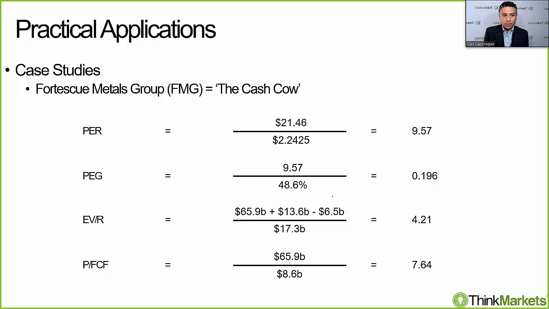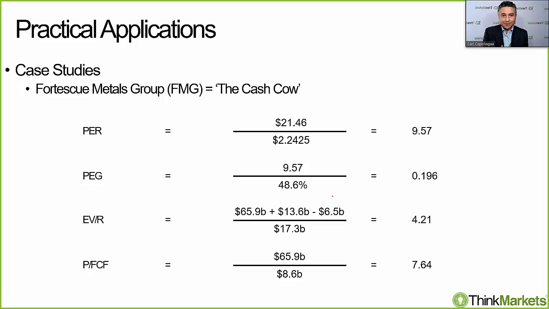The first one is Fortescue, the next one is Afterpay, and the final one is AVA Risk Group. And I'm calling Fortescue the cash cow. We've all been paying attention to the news recently and how well iron ore prices are doing and how much cash is coming into this business at the moment.